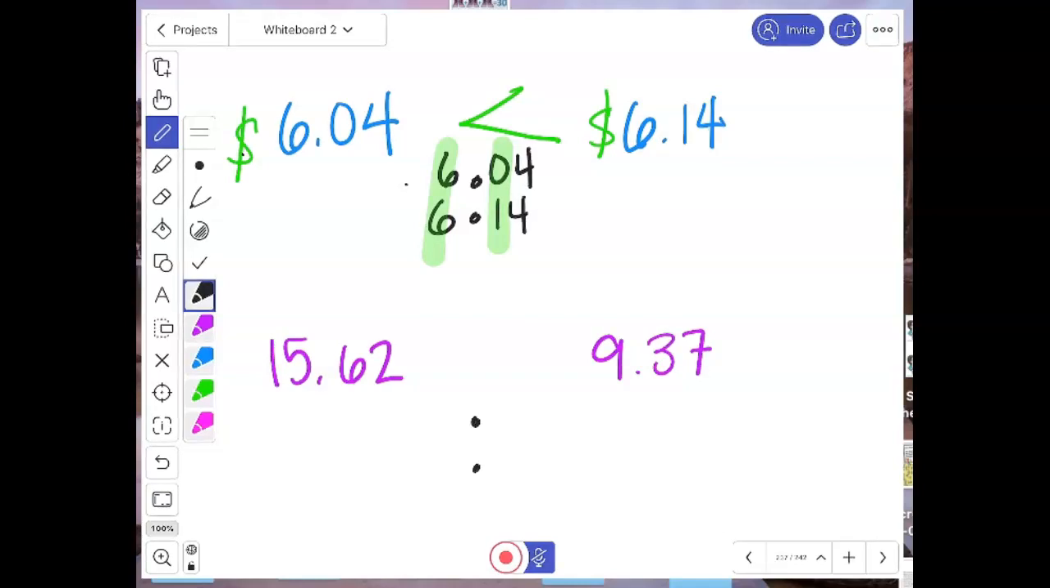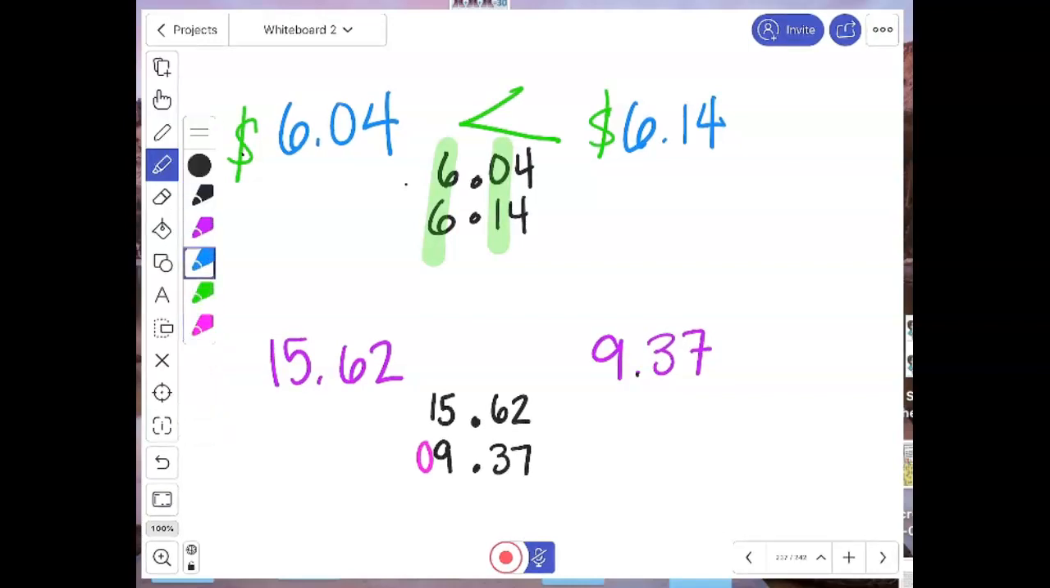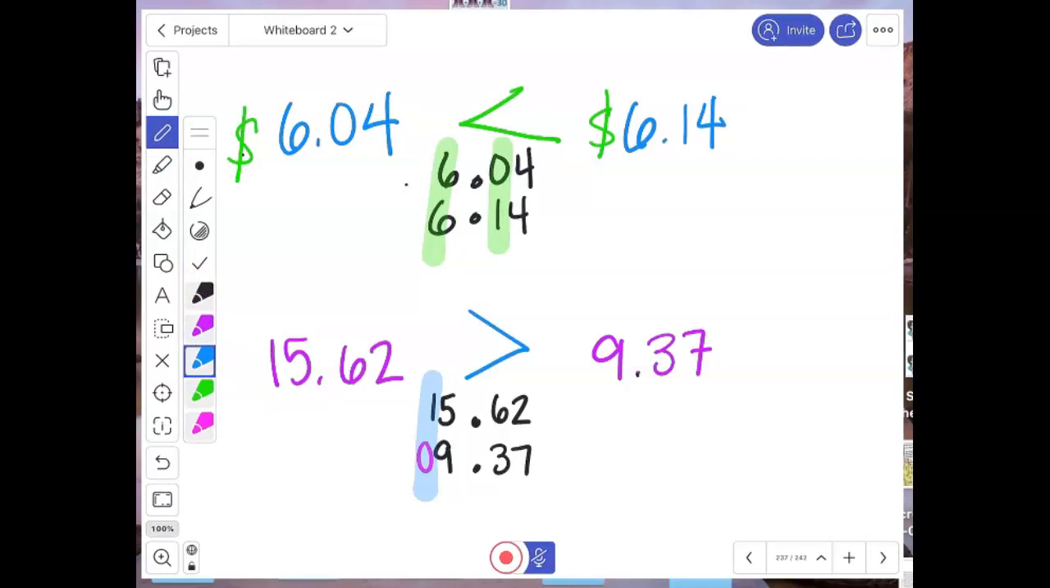Line up those decimals. I've got 15 and 62/100. And then I have 9. The 9 is right before the decimal here, so it's got to be there as well. 37. Here's where I'm going to fill in an open spot. And I'm ready to compare. 1 is greater than 0. So, no more comparing necessary. $15.62, or 15 and 62/100, is greater than 9 and 37/100.